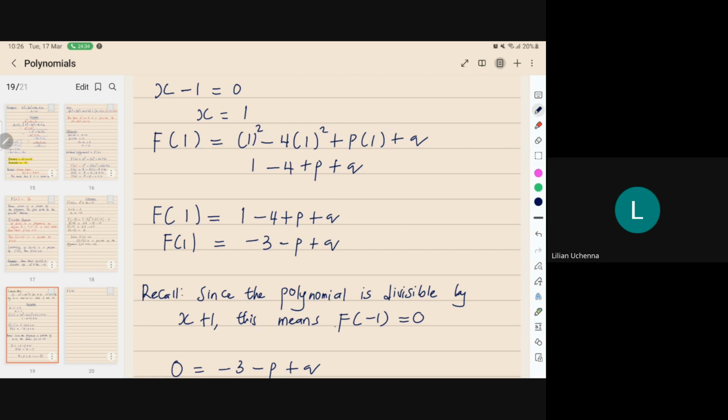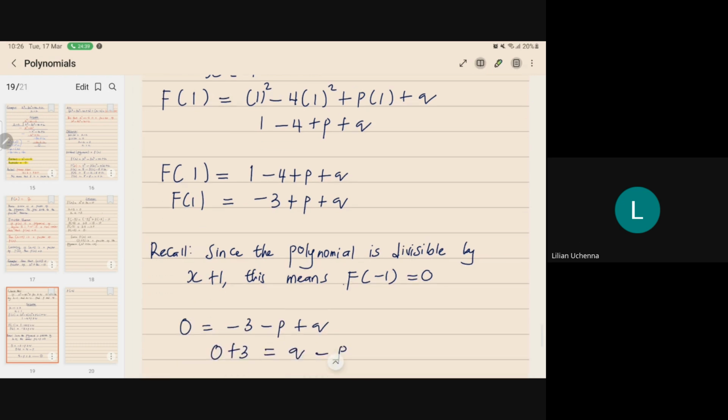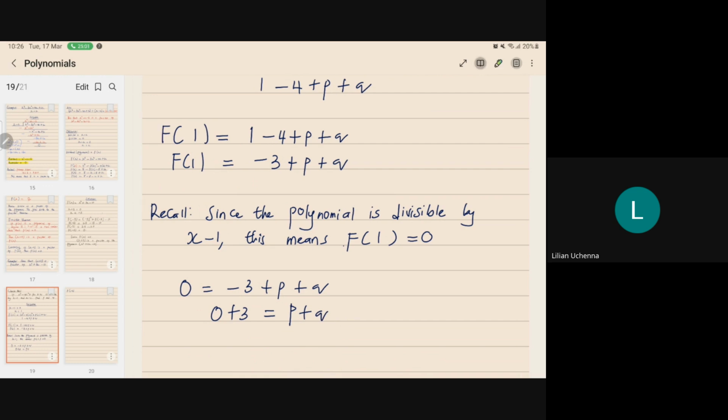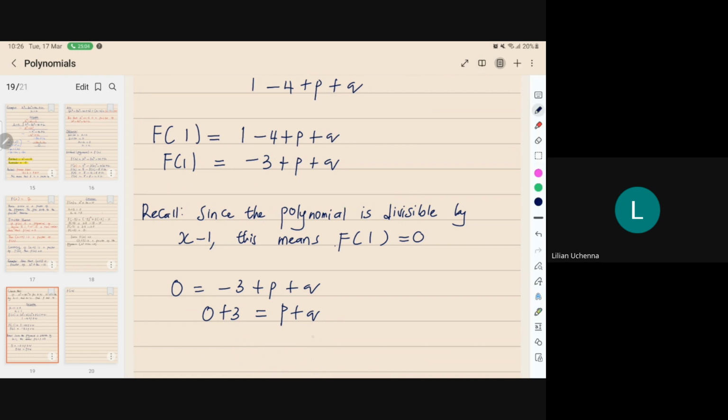So this is p. So 1 minus 3 is minus 4. Remember, this is p as well, plus here. So now, since I have divisible by x minus 1, right? So this means that f of 1 is equal to 0. So that means this guy will move over to the other side. Remember, this is still plus. So it means that p plus q is equal to 3. All right. So that means p plus q is equal to 3. This is our equation number 1.